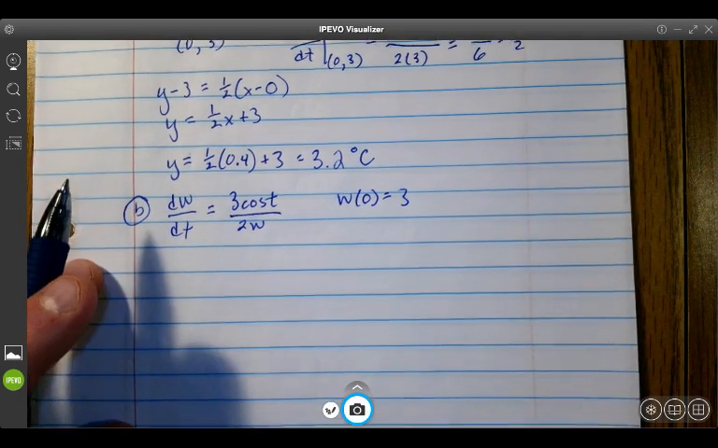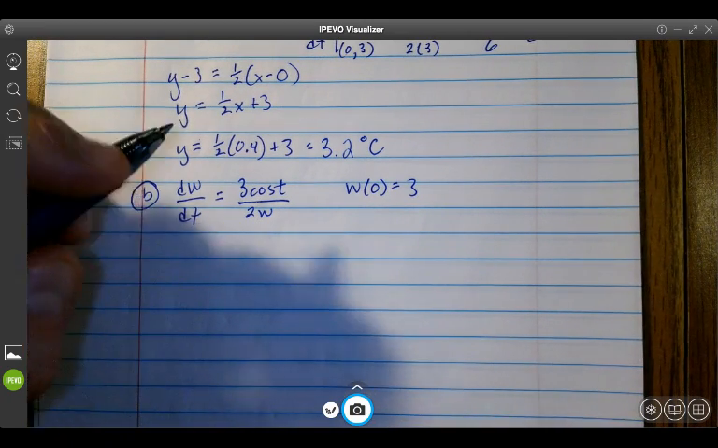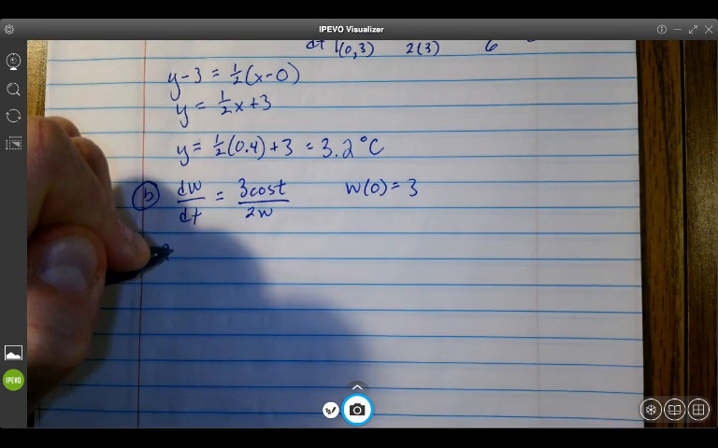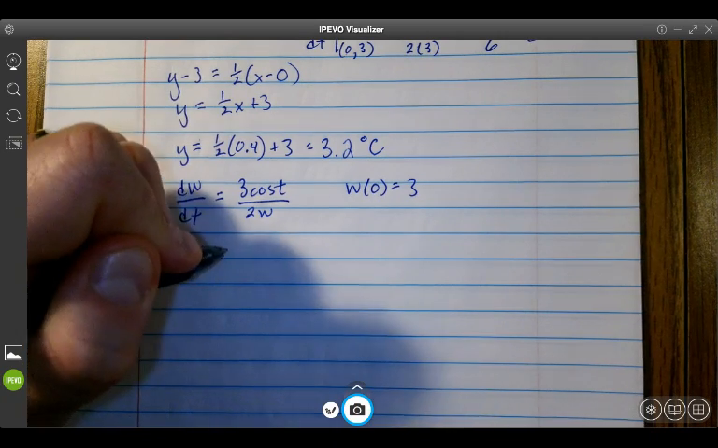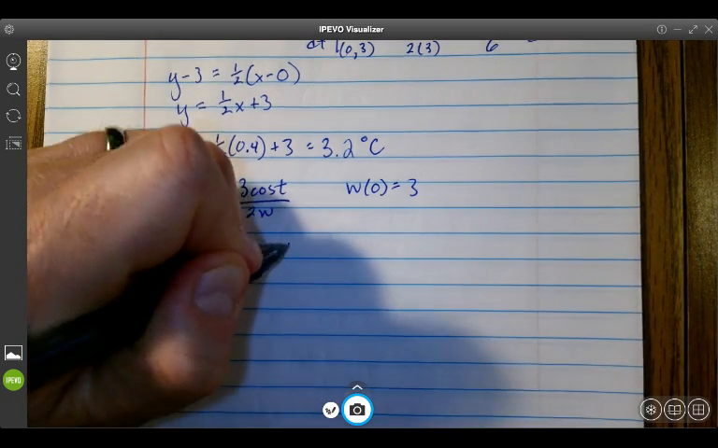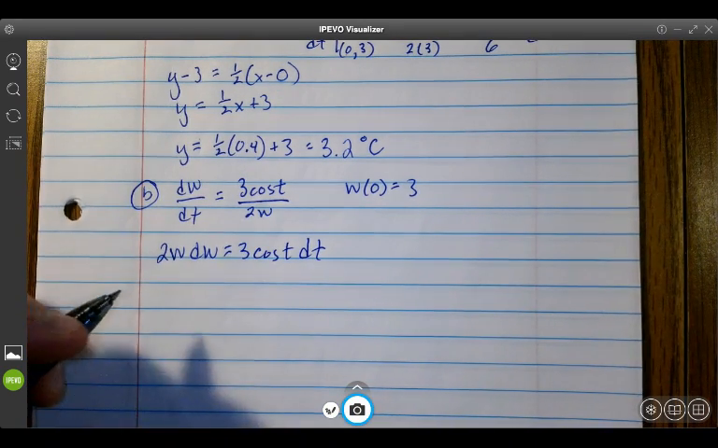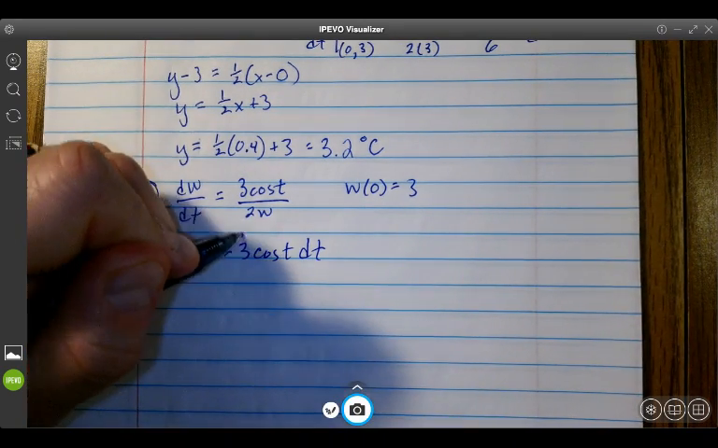All right, so the first step in solving a differential equation is to separate the variables. So I multiply both sides by 2w, so I have 2w dw, and then I multiply both sides by dt, so I have 3 cosine of t dt. Once I separate the variables, I am ready to integrate.